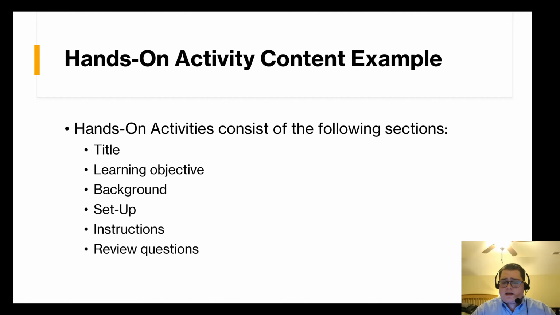Next, we'll go over the hands-on activity content example, and this is much the same as the previous few slides. It covers what the general outline of the hands-on activities would look like. Each of the hands-on activities consists of the following sections: the title, the learning objective, the background, the setup, instructions, and review questions. So you'll have 3 hands-on activities, and each hands-on activity will include this. So if there were 5 lessons, that's a total of 15.